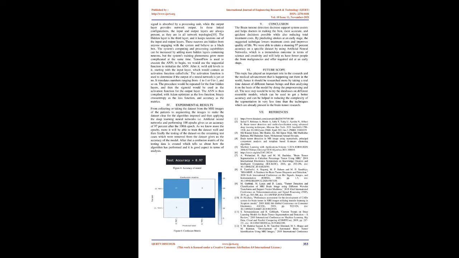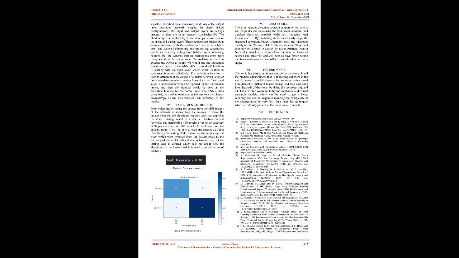In these linked configurations, the input and output layers are always present, as they are in all network topologies. The hidden layer is the third layer, and it keeps neurons out of the input and output layers. These neurons are hidden from anyone engaging with the system and behave as a black box. The system's computing and processing capabilities can be increased by adding more hidden layers containing neurons, but the system's training phenomena grow more complicated at the same time.